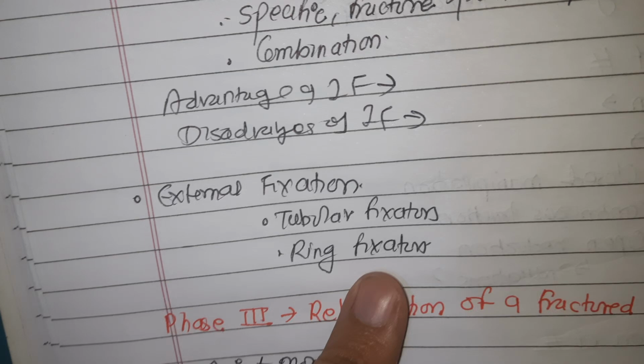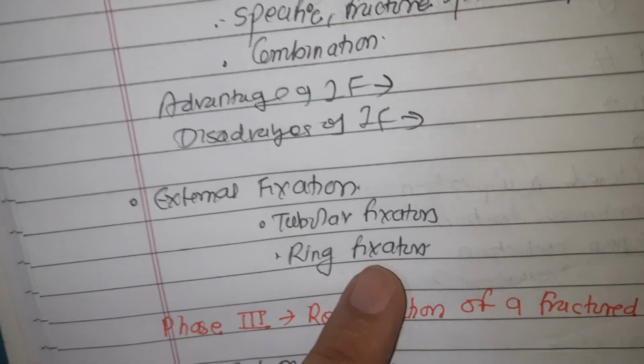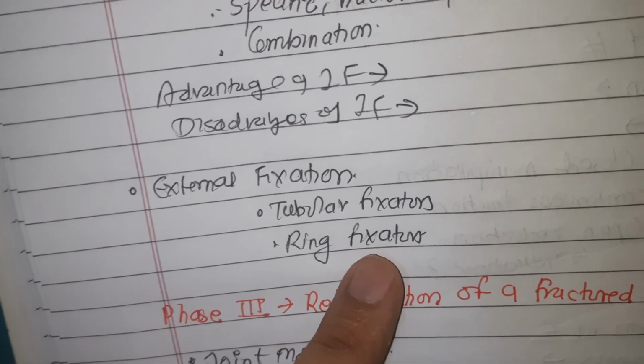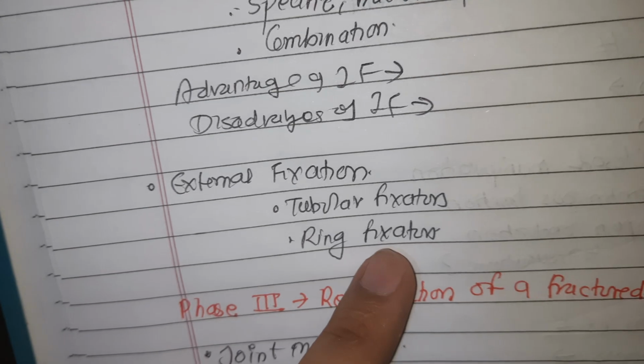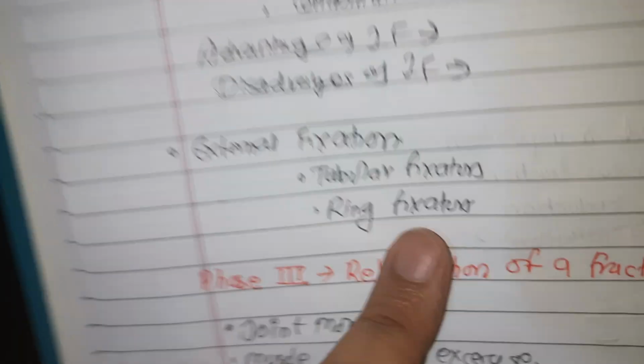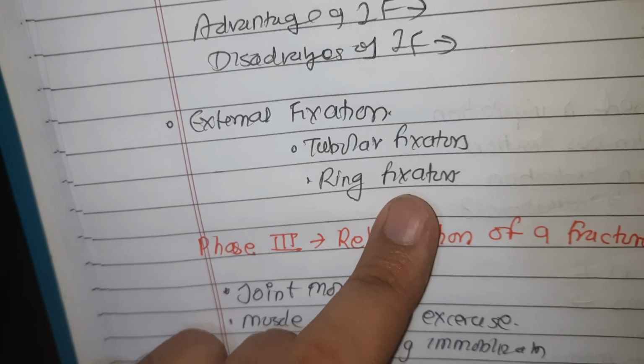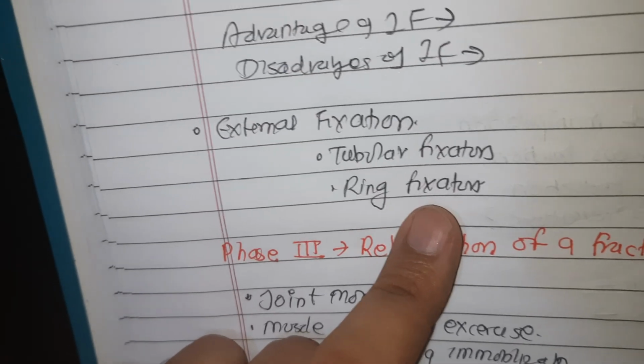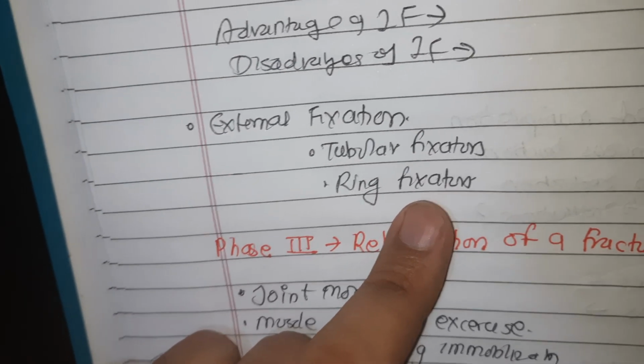And these are the following types, like the tubular fixator. These are 3 to 4 mm size steel pins passed through the bone percutaneously and are held outside with the help of a variety of tubular rods and clamps. And next we have the ring fixator. In this, thin K wires are passed through the bone and are held outside the bone with the ring.